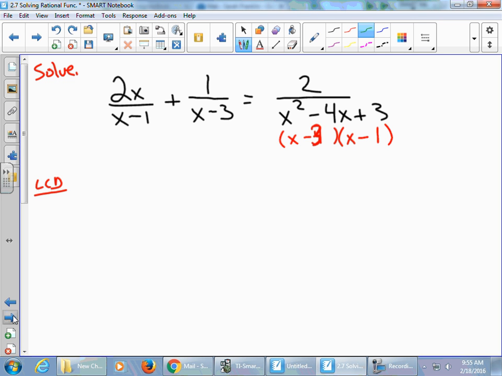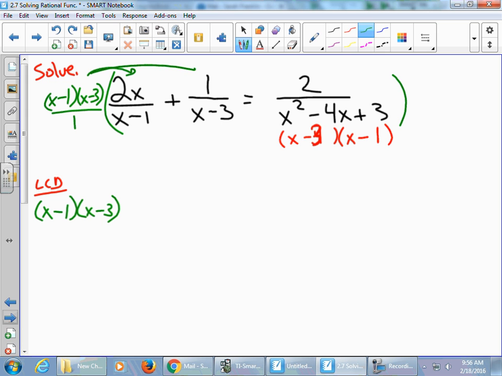So what do I need for my LCD? I need everything, but I don't repeat things. Don't say that x squared minus 4x plus 3 is x squared minus 4x plus 3 is this. You already have it. So you would need x minus 1, x minus 3. So I take that, I put it over 1 just so that you guys see the canceling out. And I'm going slow. I'm not going to do it. So don't distribute and tell me what you're going to have.